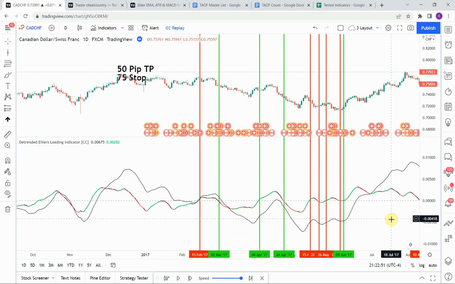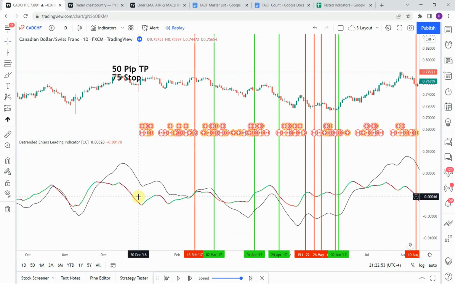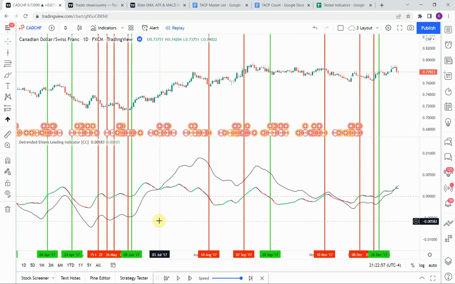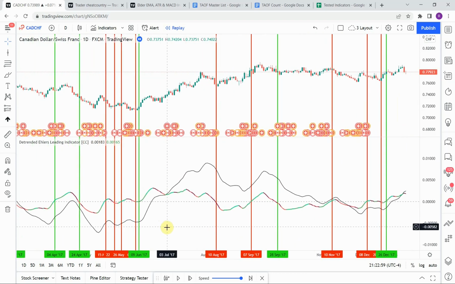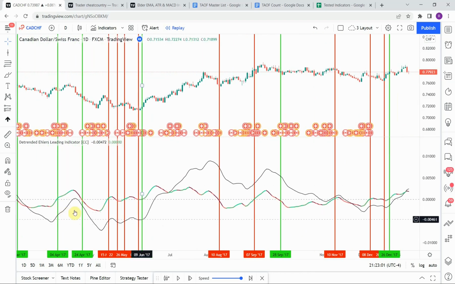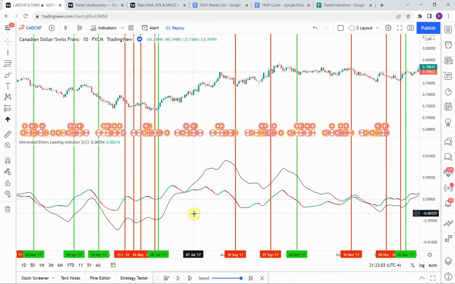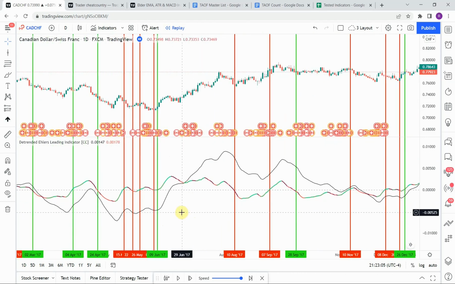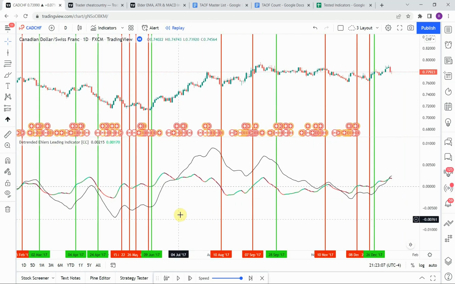It does seem to have some rhyme or reason to it, just kind of vaguely looking at it. Doesn't look like it's going to give us a whole lot of trades in 1 year's time, but nonetheless, I think it would be worth giving it a shot and see what we can get out of that one. But for now, this one is going to go on the no list, and we'll move on to the next video from here.